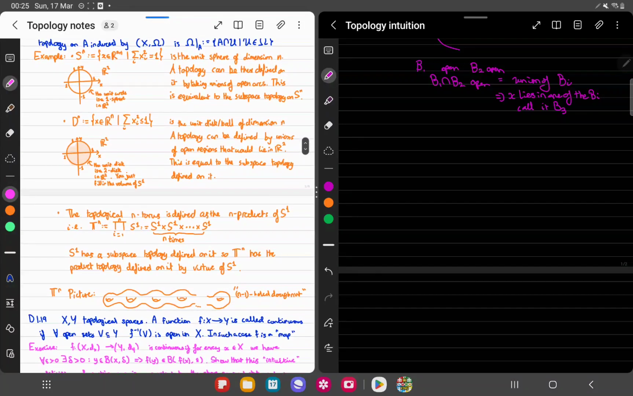So the topological n-torus is defined as the n-fold product of S1, S1 being the circle, just literally this one here. Wait, is that S2? No, it's S1, because it's like a line, so it's one-dimensional. And if you think about what the n-torus literally is, am I right here? Should it be S2? I think I'm fine. If I'm wrong, someone will point it out. It's just the n-fold product of S1s.